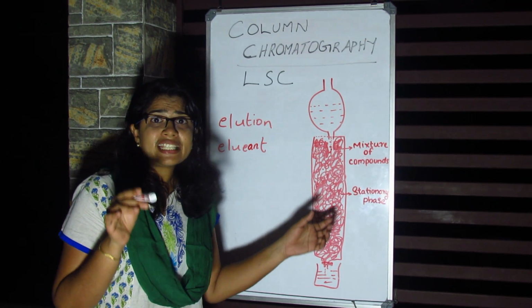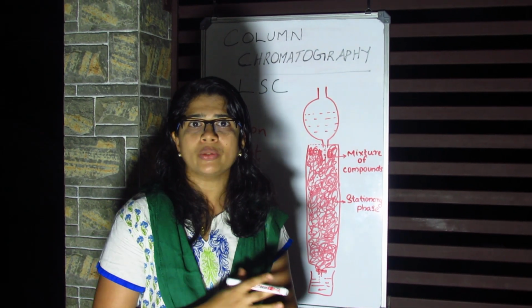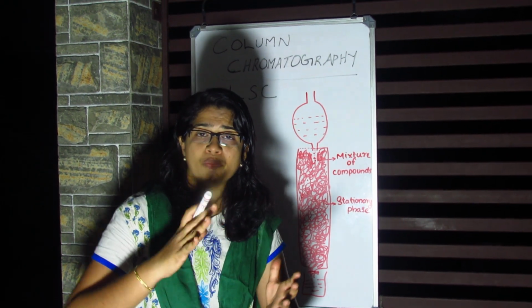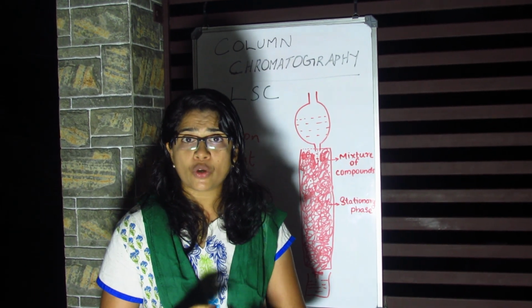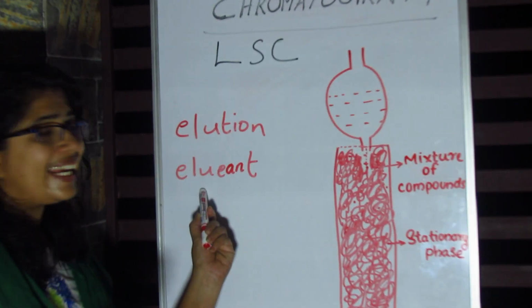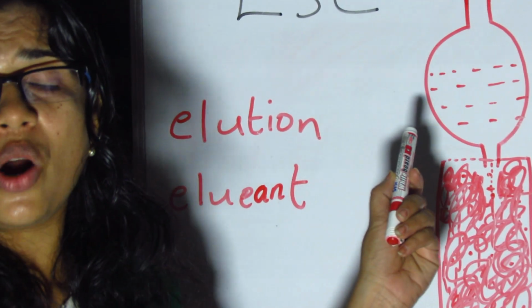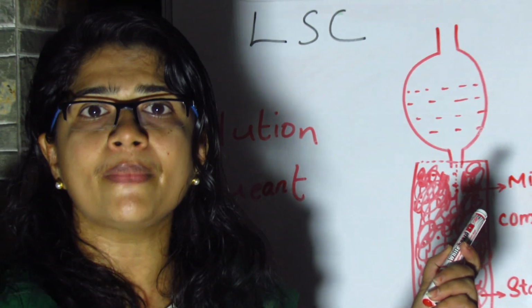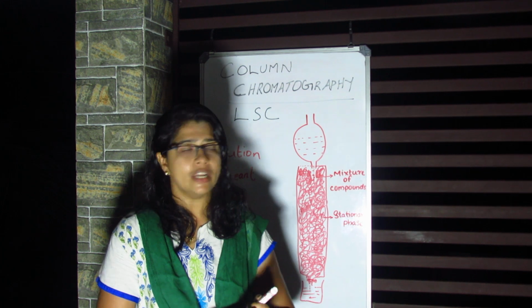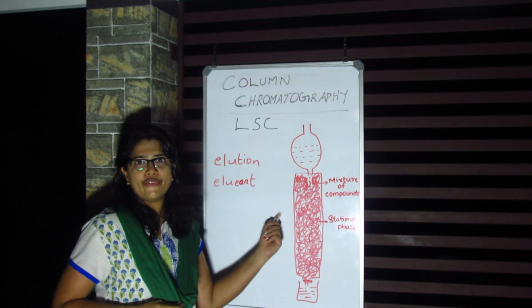Okay. Then the next step is to desorb all the components attached to the adsorbent. This can be done by the addition of more solvent. The process is called elution and the solvent used is called eluent. Actually, elution means dissolving out the adsorbed component from the adsorbent by using a sufficient amount of solvent. The process is elution and the solvent used is called eluent.